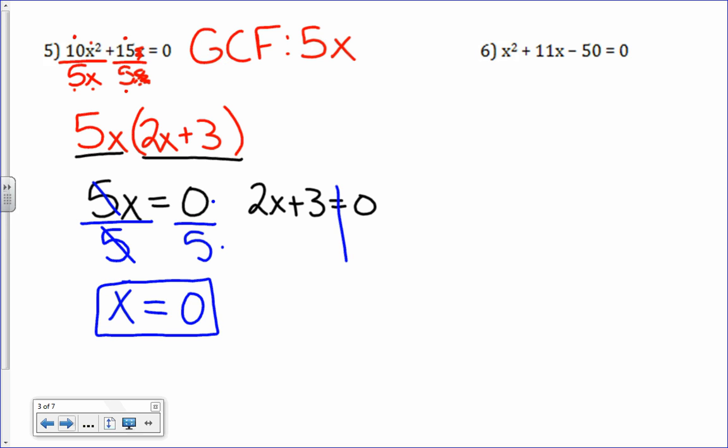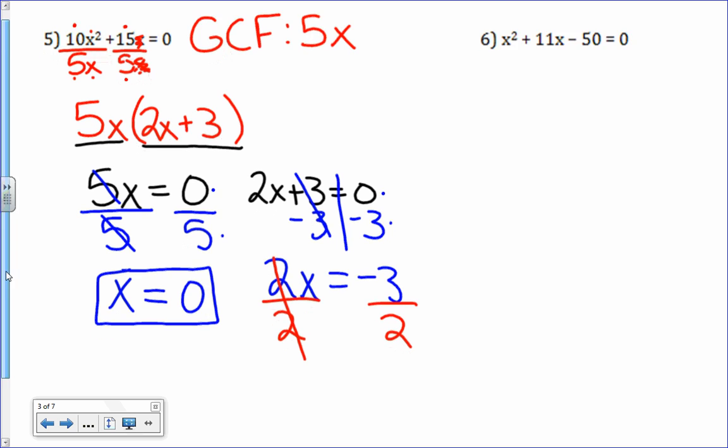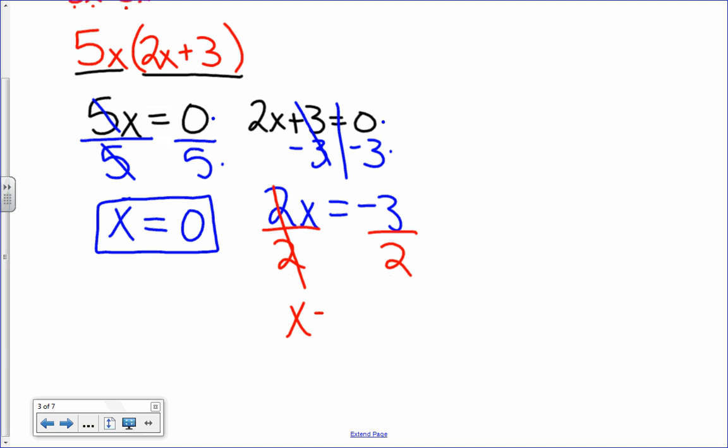On the second one, you got a two-step equation. You would subtract 3 from both sides, and you'd bring down 2x equals negative 3 because 0 minus 3 is negative 3. To solve it, you would divide by 2. And your other solution is x equals negative 3 over 2, which is also negative 1.5. So either way you write that, it's fine.